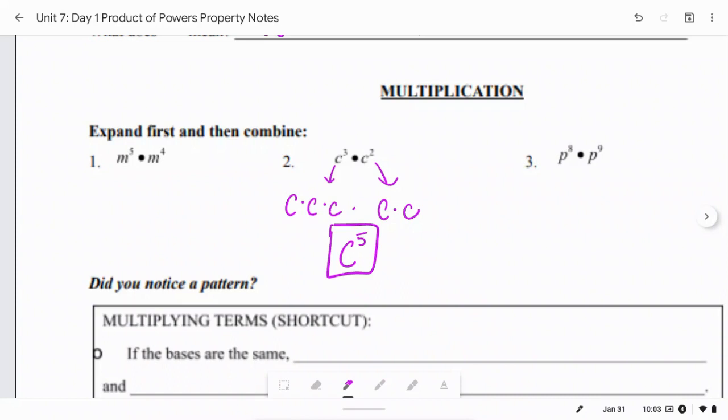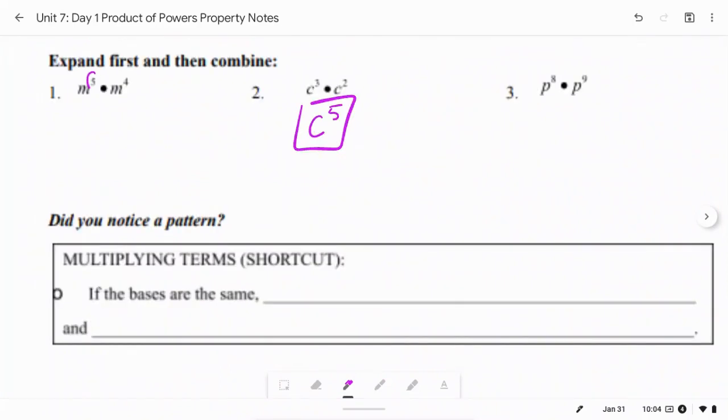Now this can be very time consuming, sitting there and writing out all the c's or all the a's or b's or whatever variable you have. So there's a really nice shortcut. If you look at the exponents, all you have to do if they have the same base is just add the 2 exponents together when you're multiplying. So let's use the shortcut to complete example 1 and example 3. We can just add their exponents together to get m to the 9th power. Same thing with example 3. We're going to add those exponents together to get p to the 17th power.